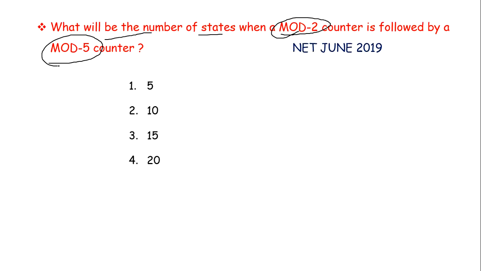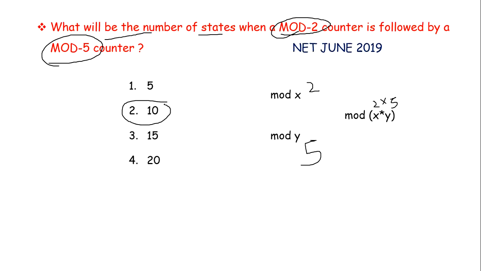Now we all know that when a mode X counter is followed by a mode Y counter, then the resultant counter is always a mode X into Y counter, right? So we are given a mode 2 counter followed by a mode 5 counter. So the resultant counter will be a mode 2 into 5 counter, that is a mode 10 counter. For a mode 10 counter, the number of states will be 10. So the right answer will be option 2, that is 10 states.